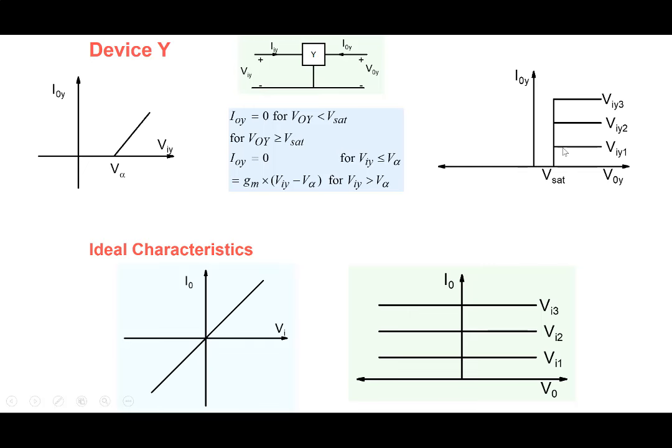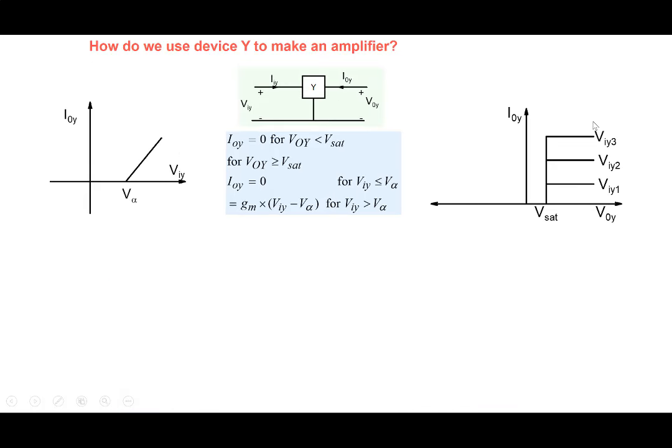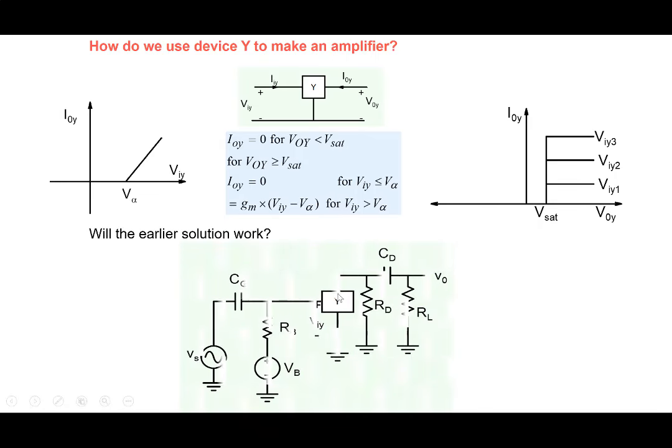So if we compare this characteristics with this, we know that if we want to use our device Y as an amplifier, we'll have to operate somewhere in this particular region, obviously, because in this other region the output current is zero, and obviously we will not get any amplification. So we have to push our device into this particular region here. All right, so will our earlier solution work? The earlier solution was of this kind, right? So will this solution work for a device like this?